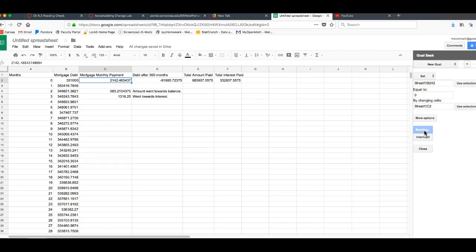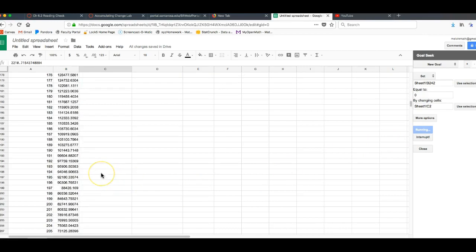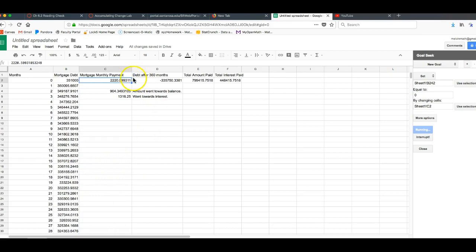Your payment should get higher because you want to pay off this debt in 20 years instead of 30 years. It's going through its algorithm, kind of guessing and checking, trying to make this cell 0. As you can see, it's getting better and better. Of course, with Google Sheets, it's free software. Notice right here, the debt isn't exactly 0, but it's getting really close. So I'm going to scroll back up.